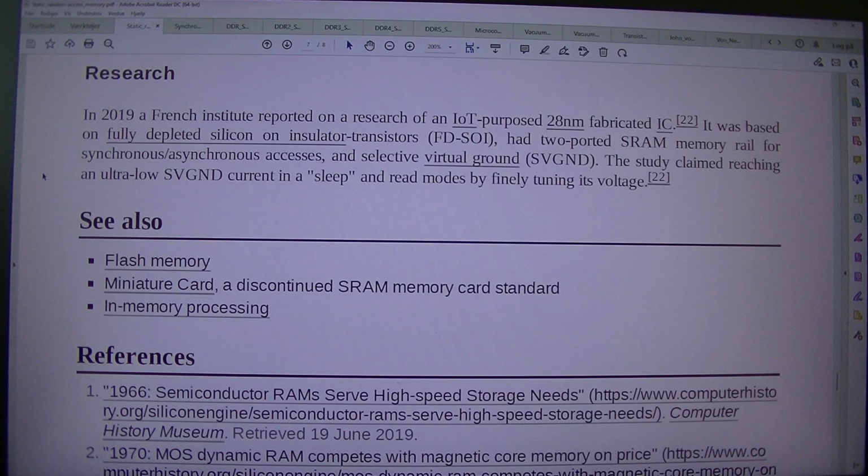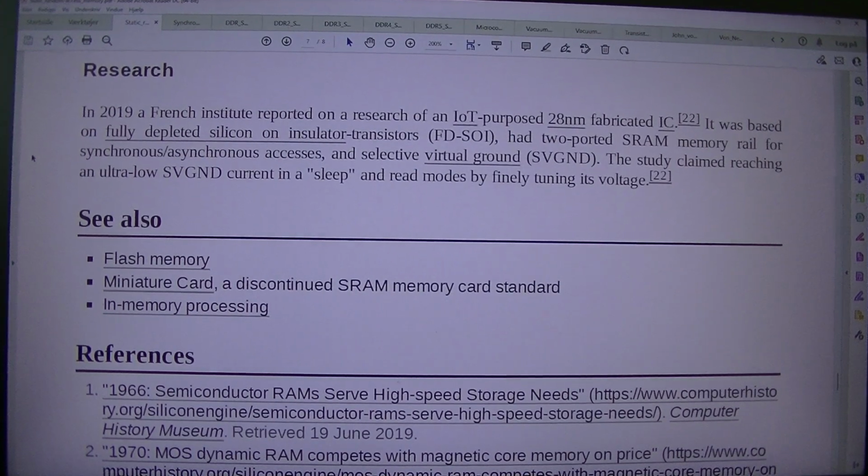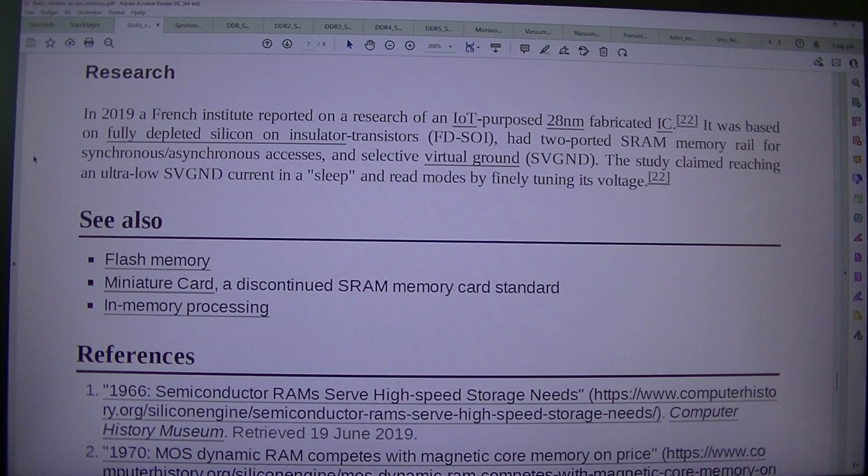Research. In 2019, a French institute reported on a research of an IoT-purpose 28 nm fabricated IC. It was based on fully depleted silicon on insulator transistors, FDSOI, had two-ported SRAM memory for synchronous forward/asynchronous accesses, and selective virtual ground, SVGND. The study claimed reaching an ultra-low SVGND current in sleep and read modes by finely tuning its voltage. See also. Flash memory.